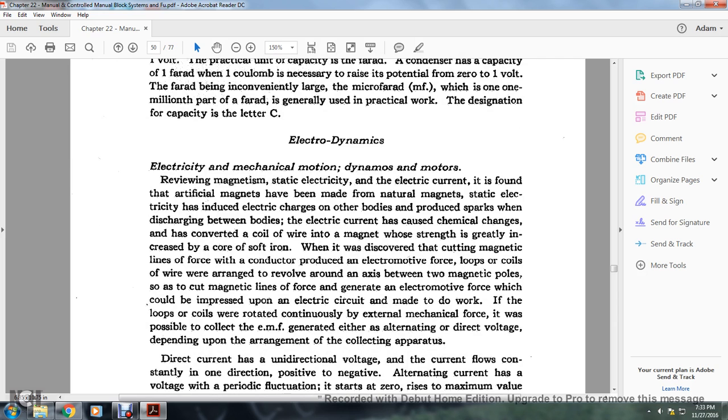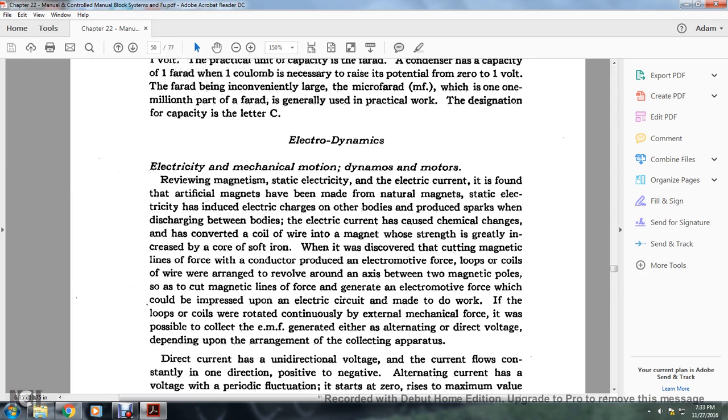Electrodynamics: electricity, mechanical motion, dynamos, and motors. Reviewing magnetism and static electricity: electrical current is found with artificial magnets and has been made with natural magnets. Static electricity has induced electrical charge on other bodies and produced sparks when discharging between the bodies. Electrical current has been caused by chemical change, and a coil of wire has been converted into a magnet, whose strength is great and increased with a core of soft iron.